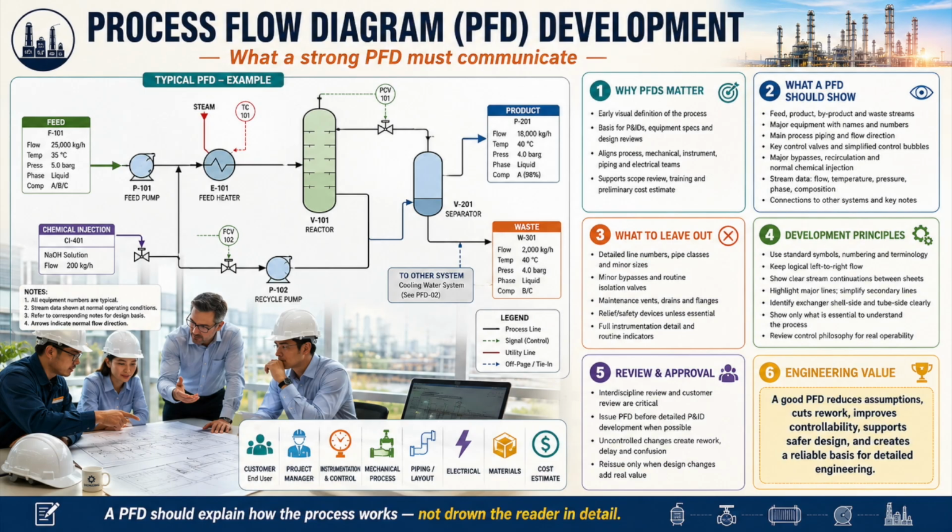The estimator uses the PFD as a basis for the preliminary project cost estimate. This is why a PFD must be technically coherent. One diagram influences multiple decisions simultaneously. A typical PFD should identify all significant feed streams, products, byproducts, and waste streams. It should show major process piping and all major equipment items using clear symbols, names, and equipment numbers. Where equipment internals affect process understanding, show them.